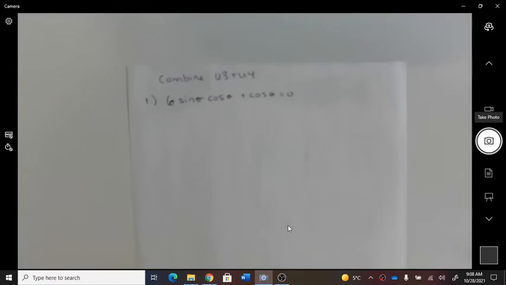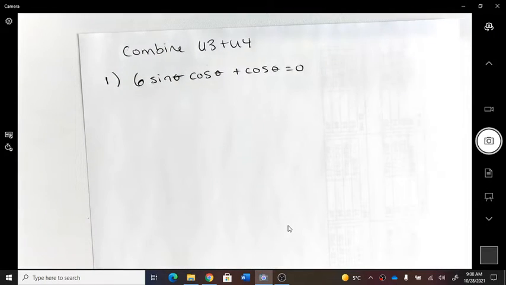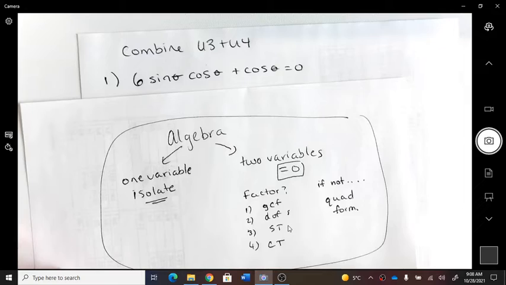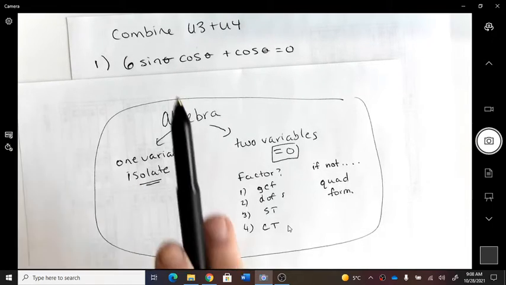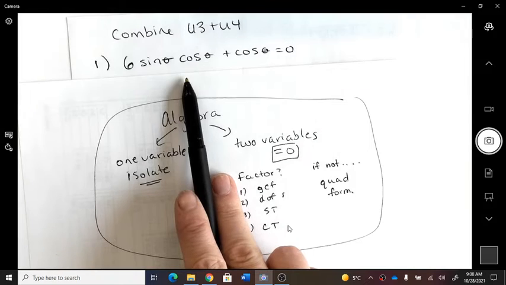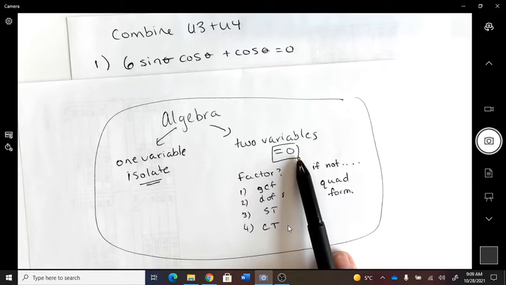Okay, so we're going to combine stuff from last unit with this unit. Okay, you ready? I'm going to look at my algebra branch here. One variable? Nope. I have two variables. My two variables are a sine theta and a cosine theta. Those are two different things. So I'm over here. I got to make sure it equals 0.